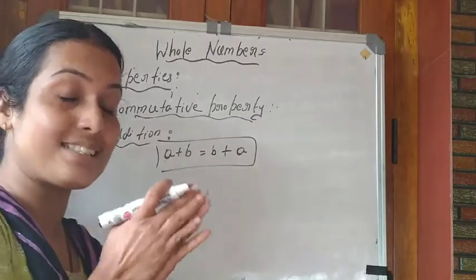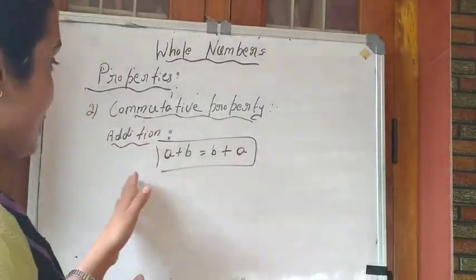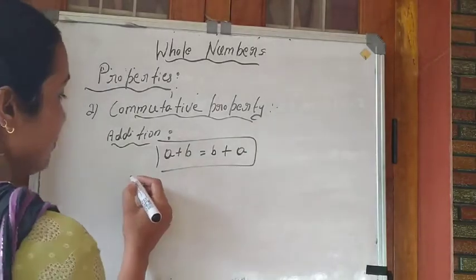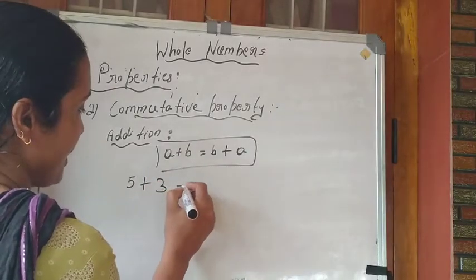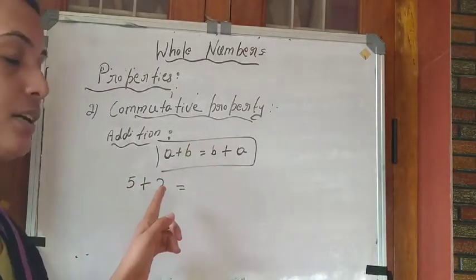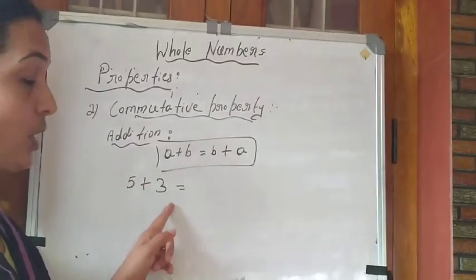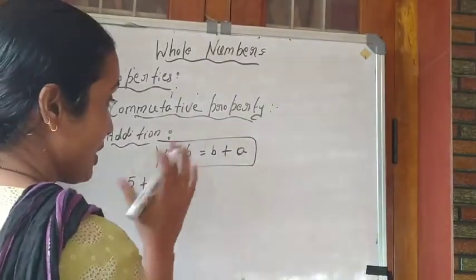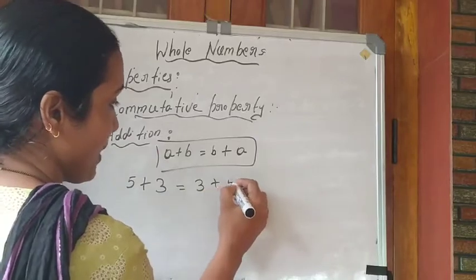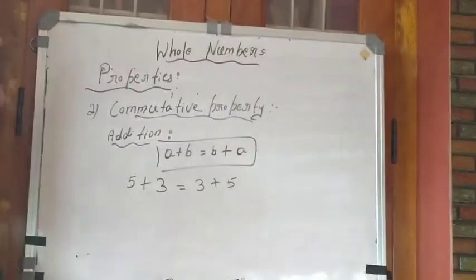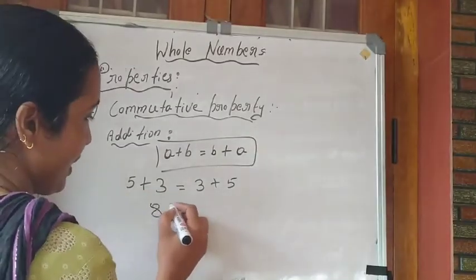Let us check whether it is satisfied or not by some example. 5 plus 3. 5 is a whole number, 3 is a whole number. Now I'll change the order, 3 plus 5. Just changing the order of the whole numbers. So 5 plus 3 is 8.